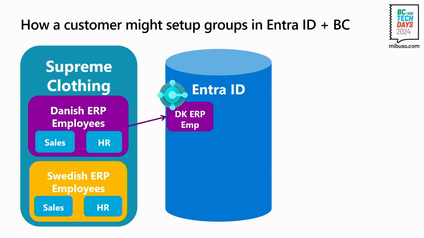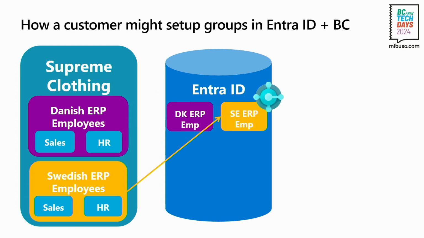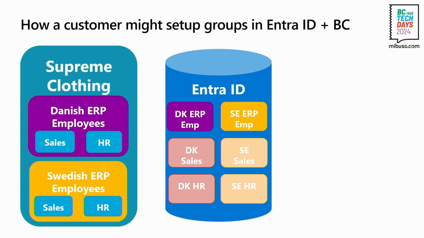So let's start with our first security group. Let's call it ERP employees for DK, and you'll assign it 100 Business Central Premium licenses, for example. You can do the same for the Swedish one, and now you've got the security groups for environment access and for licensing set up. The next thing that you want to do is control the second layer of authorization, which is the permission sets. So let's set up those security groups. I can create one for the Danish sales employees, and likewise for all of the others. And in this way, you can set up Entra ID and the security groups there.